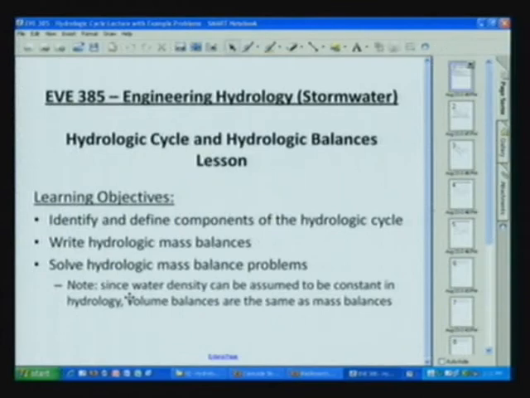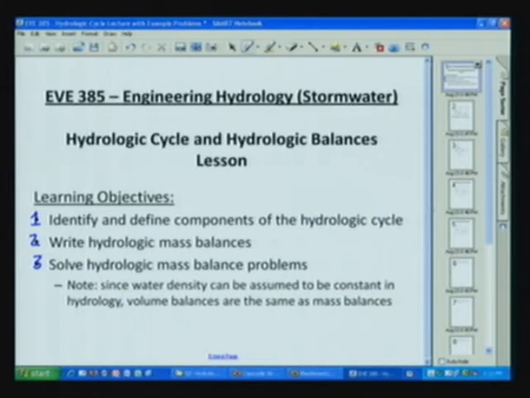So what you should be able to do at the end of this lesson is, first of all, to identify and define the components of the hydrologic cycle. Hopefully you'd be able to do that pretty successfully at this point from the preparatory material. Second thing you need to be able to do is write hydrologic mass balances. And you may have some success with that. I know in some areas of those preparatory materials you'll have seen that. And then third, you need to be able to solve hydrologic mass balance problems. And I don't think you saw much of that in the preparatory material at all.